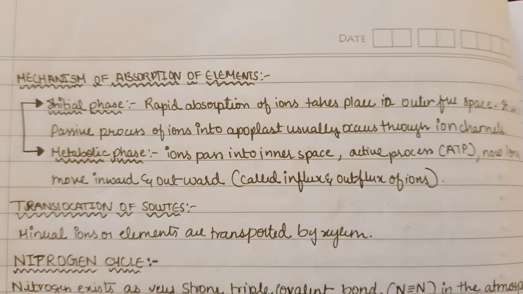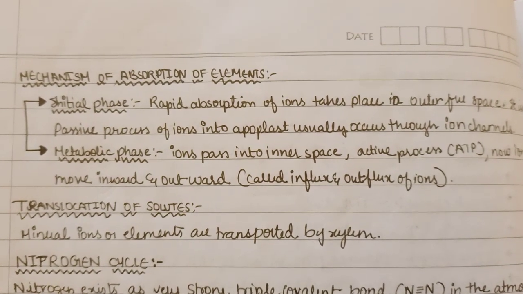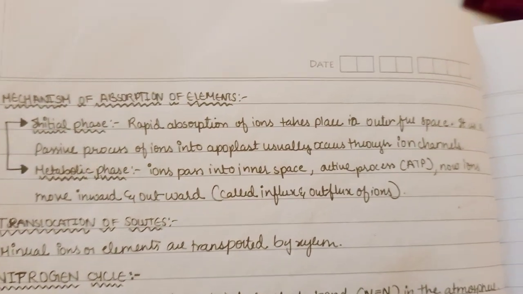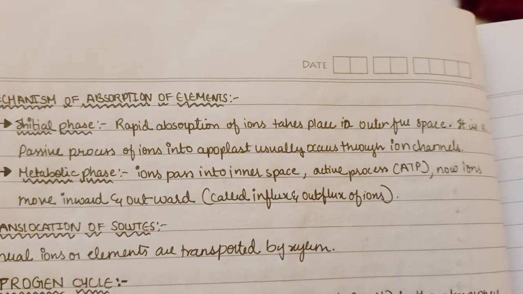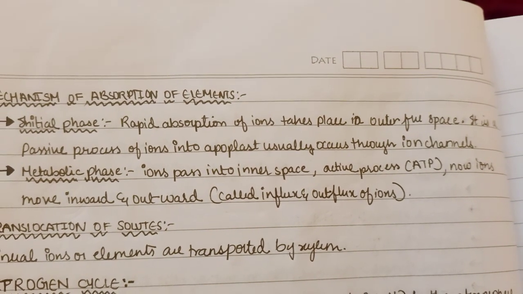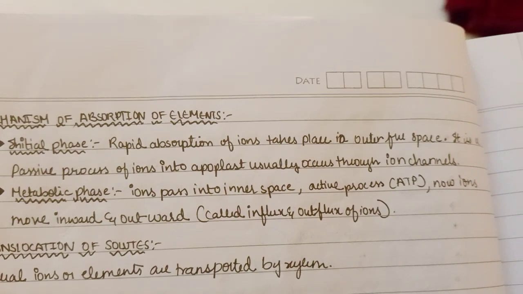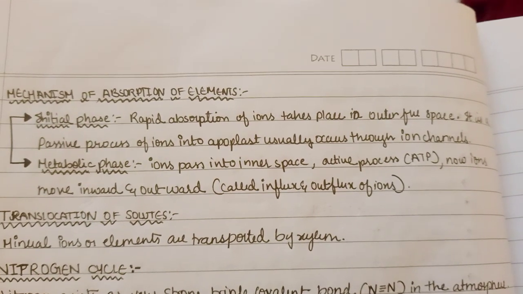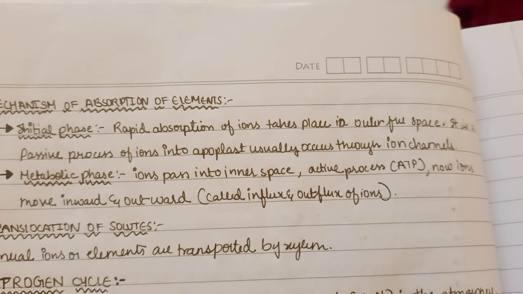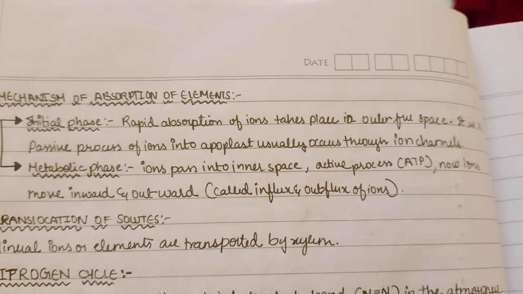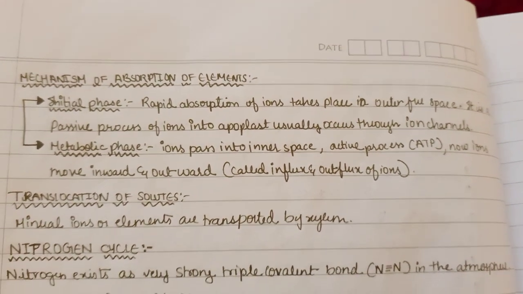Mechanism of absorption of elements. First is initial phase and second is metabolic phase. Initial phase, here rapid absorption of ions takes place in outer free space. It is a passive process of ions into apoplast, usually occurs through ion channels. Then in metabolic phase, ions pass into inner space, an active process which requires ATP. Now ions move inward and outward, called influx and efflux of ions.